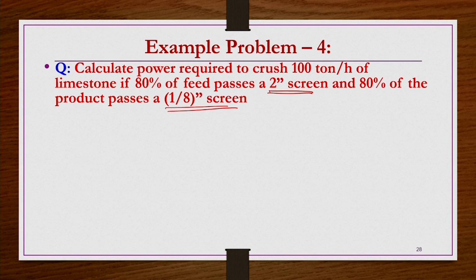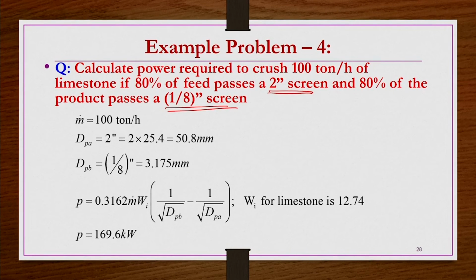So dPa is 2 inches, which you have to convert into mm, and dPb is 1 by 8 inch, which you have to convert into mm as per the requirement of the problem. m dot is given as 100 tons per hour. So we need m dot in tons per hour, so that is as it is. dPa is 2 inches, so you convert into mm. dPb is 1 by 8 inches, that also you convert into mm. Then we have P by m dot is equal to 0.3162 Wi multiplied by 1 by square root of dPb minus 1 by square root of dPa.